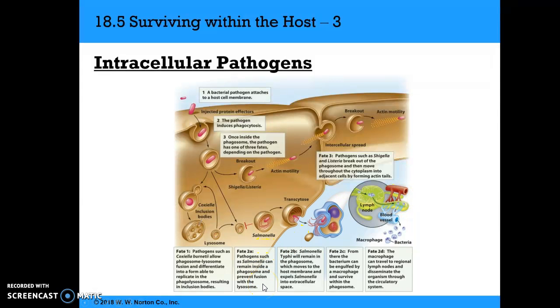Fate 2a, pathogens such as Salmonella can remain inside a phagosome and prevent fusion with the lysosome. Fate 2b, the Salmonella typhi will remain in the phagosome, which moves to the host membrane and expels the Salmonella into extracellular spaces. 2c, from there the bacterium can be engulfed by the macrophage and survive within the phagosome. Fate 2d, the macrophage can travel to regional lymph nodes and disseminate the organism through the circulatory system. And then fate 3, the pathogens such as Shigella and Listeria break out of the phagosome and then move throughout the cytoplasm into the adjacent cells by forming actin tails.